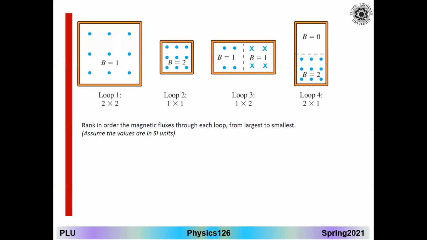So let's see some more examples of how to calculate the magnetic flux based on the loop, the angle, and the magnetic field. In this problem, we are asked to rank the magnetic flux through each loop. All the units here are in meters, and the magnetic field is in Tesla. So the formula is straightforward.